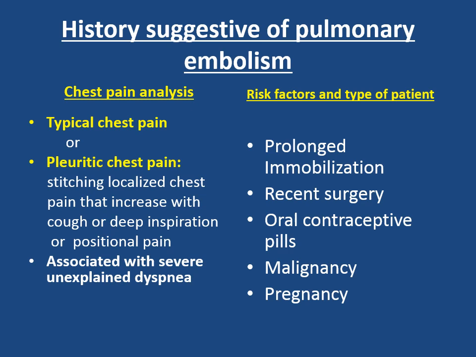History suggestive of pulmonary embolism. As regards chest pain analysis, it can present either with typical chest pain or pleuritic chest pain, a stitching localized chest pain that increases with cough or deep inspiration or positional pain, and it is associated with severe unexplained dyspnea. And the risk factors include prolonged immobilization, recent surgery, oral contraceptive pills, malignancy, or pregnancy.